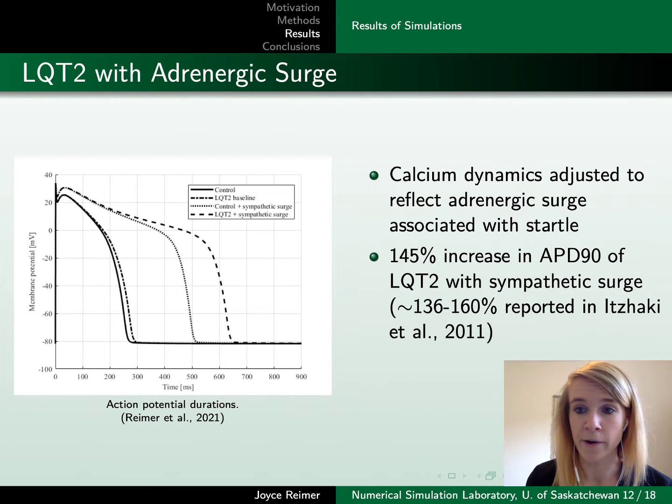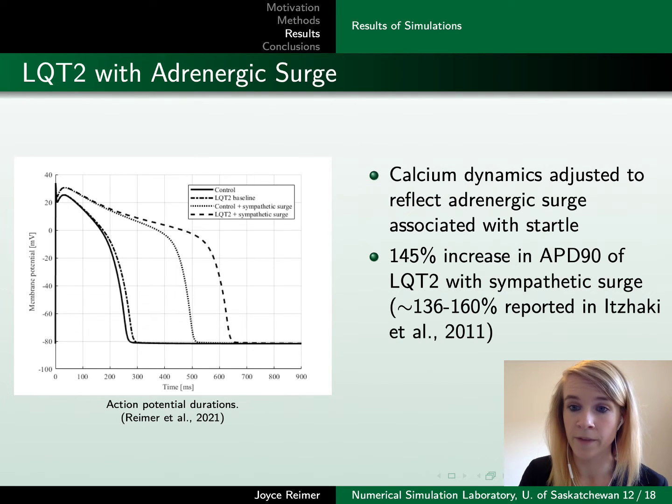To further verify the model, we looked at the action potential duration, because one characteristic of all long QT syndromes is a prolonged action potential. So at a baseline level, the action potential was only increased by about 8%, which you can see is the second curve close to the control. But when we adjusted the parameters to simulate startle, the duration extended quite a bit.